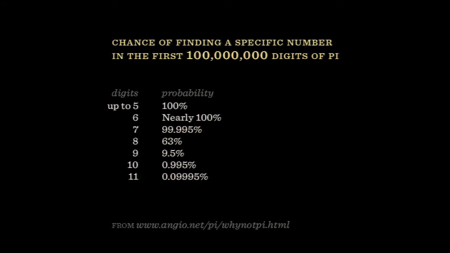But it's this thing that there's a probability. So given 100 million digits of pi, you have a 100% chance of finding any 5-digit number in that sequence. So you can just look up any old number, and it will show up at least once somewhere in that entire sequence of 100 million digits. And so, up to 6 digits, it's almost 100%, and then it falls down a bit toward 8 digits, 63%, 9 digits, 10 digits, 11 digits. And so it's kind of fascinating, right?